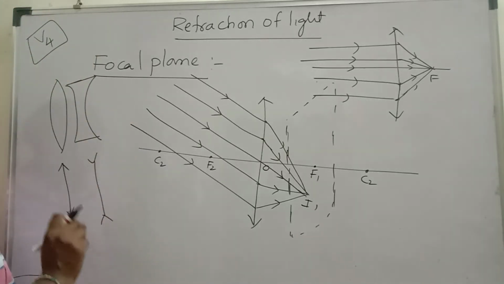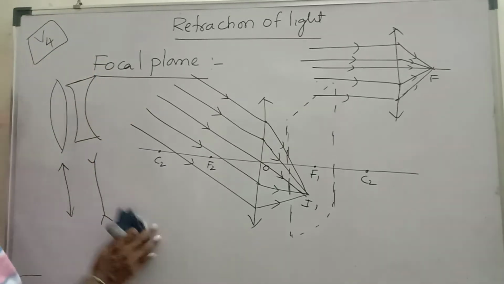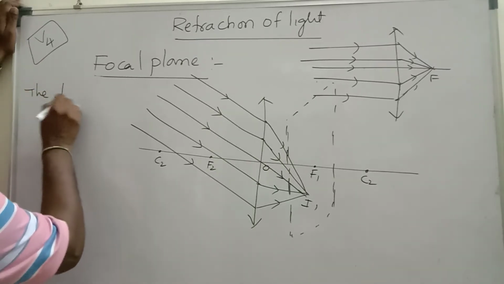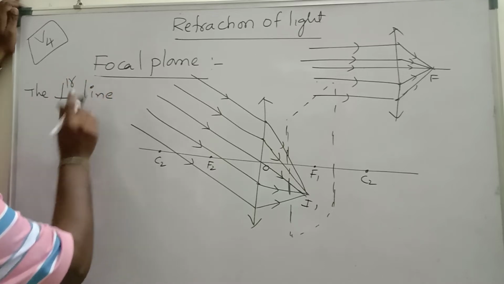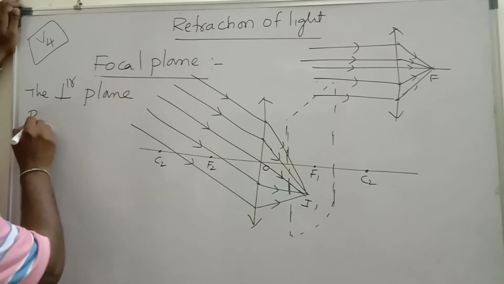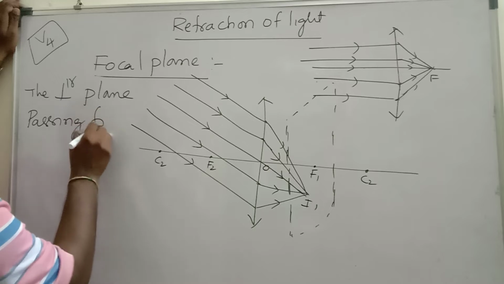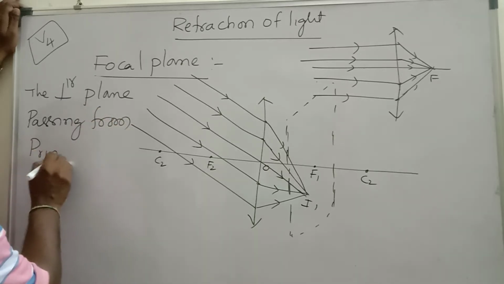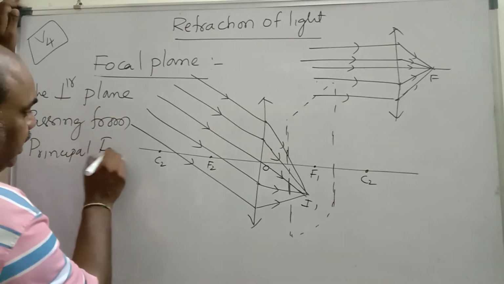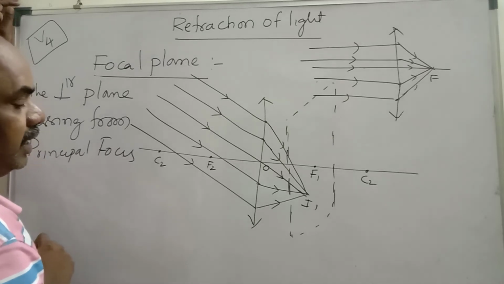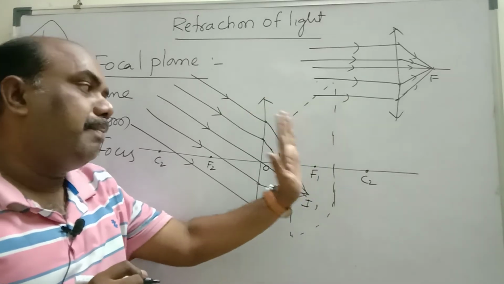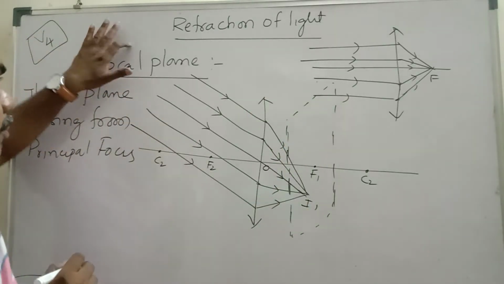What is focal plane? Once again I am repeating. Focal plane means the perpendicular plane drawn at the focus. I will write here: the perpendicular plane passing through the principal focus is called the focal plane. Very, very important. Focal plane means the imaginary plane at the focus.